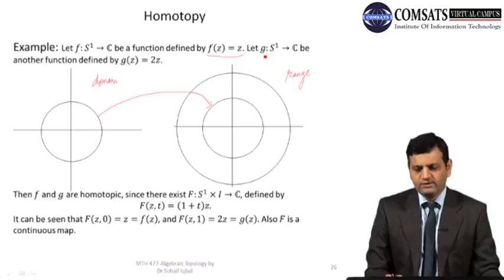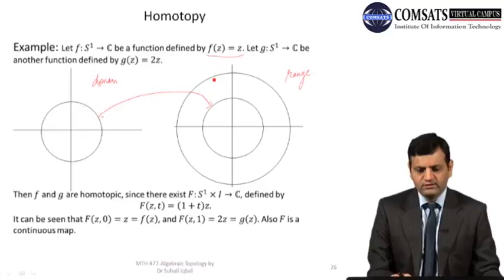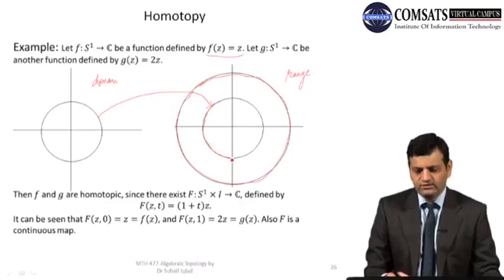So let's define another function g from S1 to C, given by g of z is equal to 2z. So once again, what is this function g doing? It is taking points of this circle S1 and giving me twice the points. In other words, the image of g is the collection of these points. So this is the image of g, the outside circle, and the inside circle is the image of f.